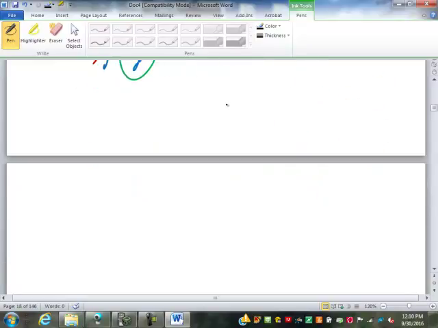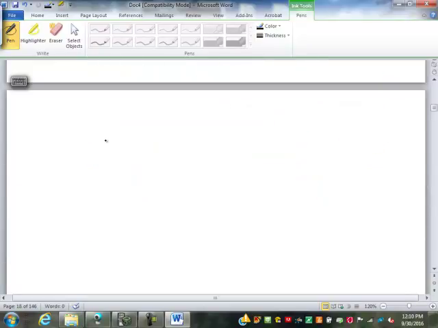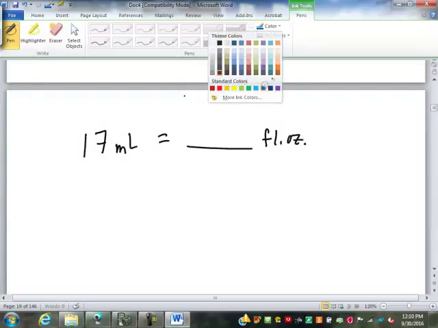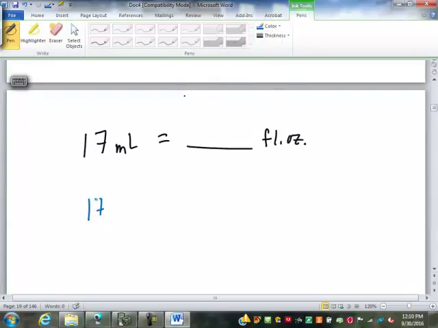If I am starting out with 17 milliliters, and I need to convert it into, let's say, fluid ounces. Need to figure out what that is. Well, I know somewhere I look up and I see 1 fluid ounce equals 30 milliliters.